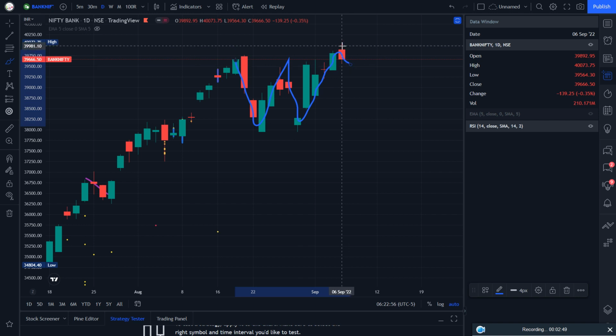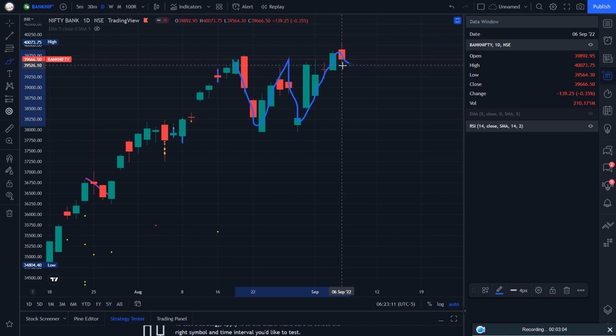So tomorrow Bank Nifty needs to cross this high of this red candle. This is called the reaction. 4007.75. Stop loss will be the low of reaction candle, 39564.30. So stop loss हमारा ये कलर का ब्लू रहेगा.